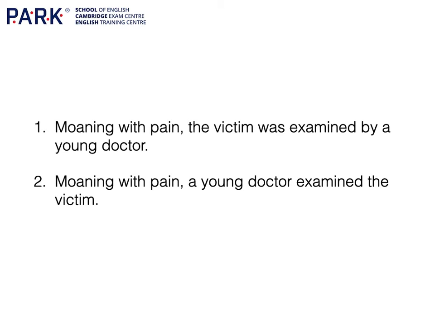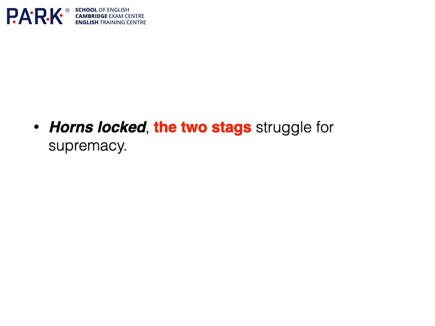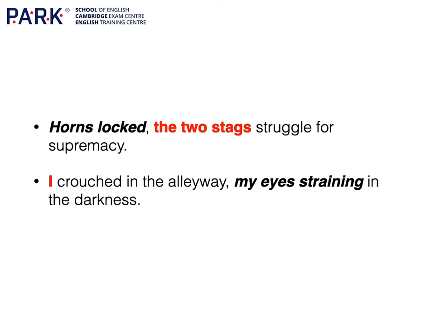Here are some other examples of participle clauses that show you that it doesn't have to be the subject that is referred to. It can also be a part of the subject. For example, horns locked, so a body part, the two stags struggle for supremacy. Or, I crouched in the alleyway, my eyes straining in the darkness. So, my eyes is a part of my body, but it refers to I.